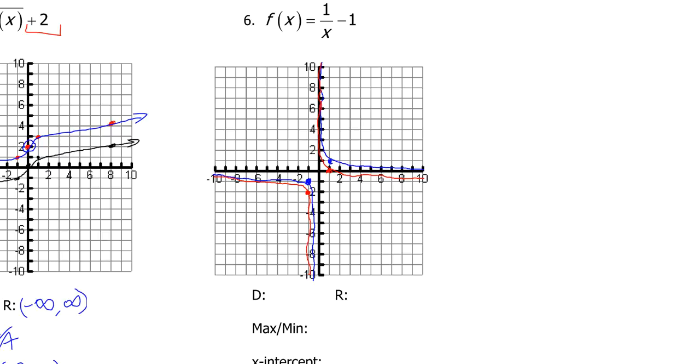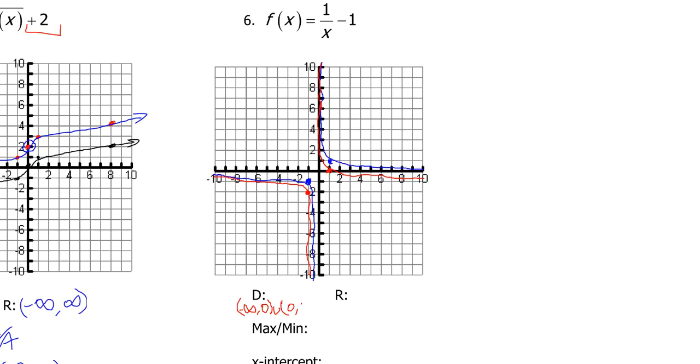Now the domain for this, just like the other rational function from yesterday, is very unique. It actually has a break in the middle. So our domain is going to start at negative infinity, run all the way up to 0 and then stop. Union, and then it's going to go from 0 to infinity.